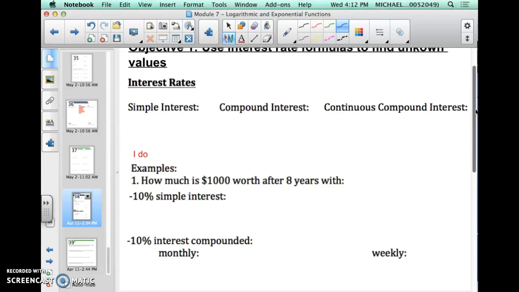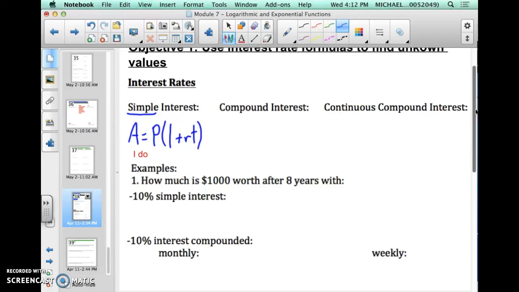The first one is simple interest, and throughout this video I'm going to mention keywords. Meaning that if you see a specific word, that will hopefully lead you to know what formula to use. The first keyword is simple. Whenever you see the word simple, this is the formula that you use: A equals P times (1 plus RT). I'm going to explain what those variables are in just a second.